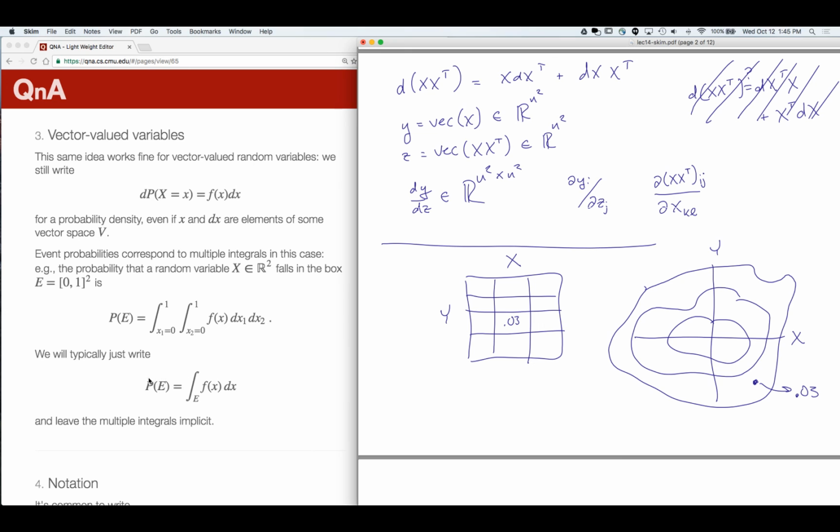And as shorthand, we'll still write P of E is integral over E of f of x dx. This will be the same for the single variable and multiple variable case, and we'll just know whether x is a scalar or a vector, and therefore whether we have to do a single or a multiple integral. So going back here, we could integrate over this box to find P of E.